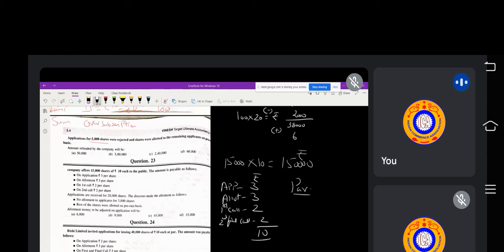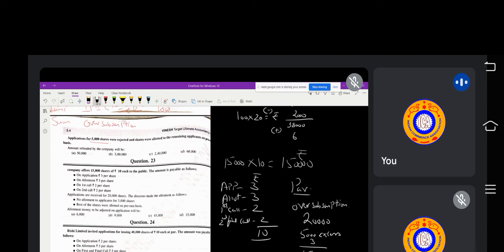Okay. Applications were received for 20,000 shares. So it is an oversubscription case. So 20,000 shares we have received, which means the excess is 5,000 shares. That means you would have collected 3 rupees application money on these 5,000 shares, which will give you an amount of rupees 15,000.